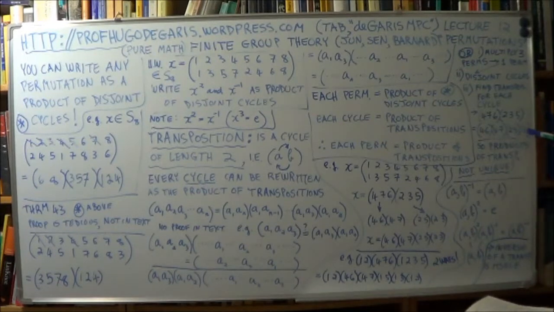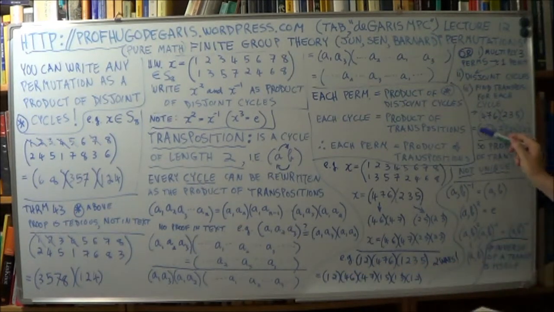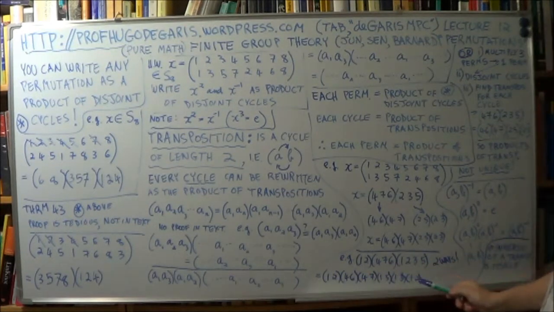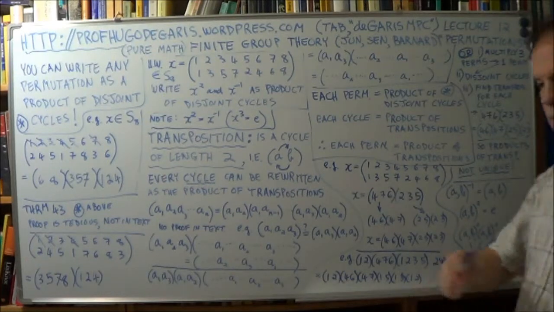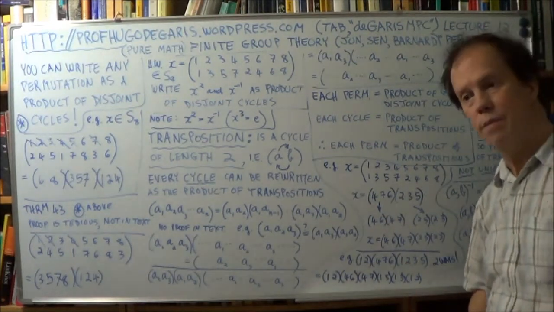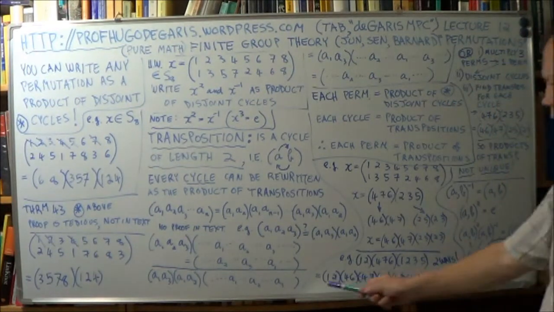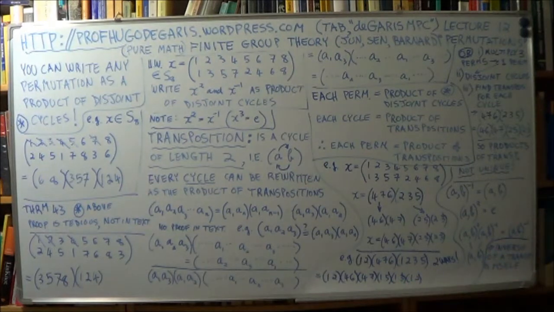Now look at that result, and look at this result. They're quite different. Both of these are products of transpositions, and they're the same. The effect's the same. They're the same permutation when you work all this out. So products of transpositions are not unique. This one is quite a different form from this one.